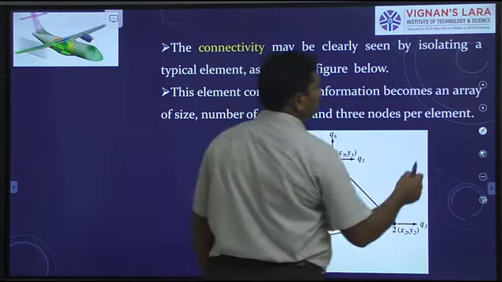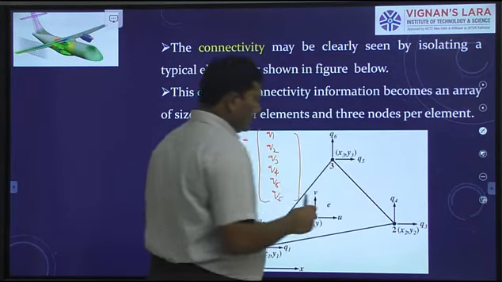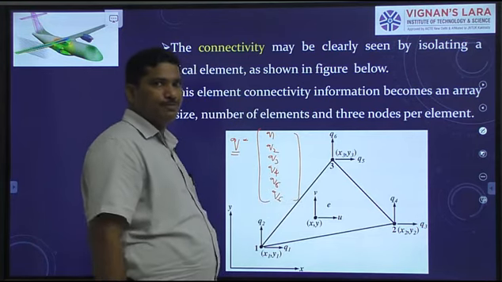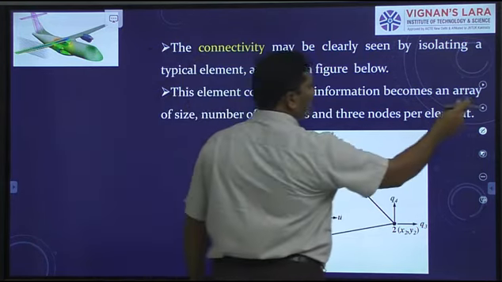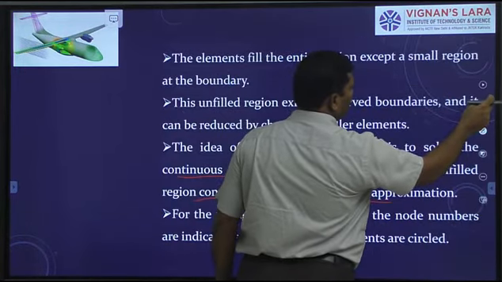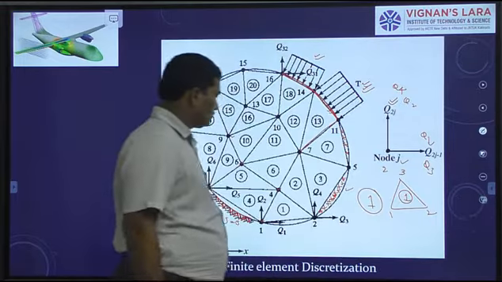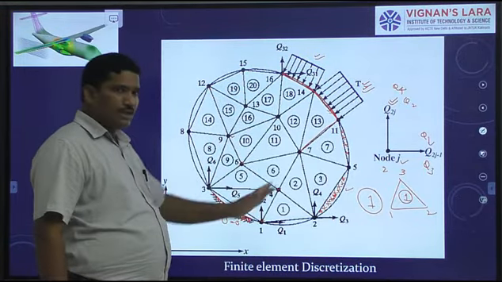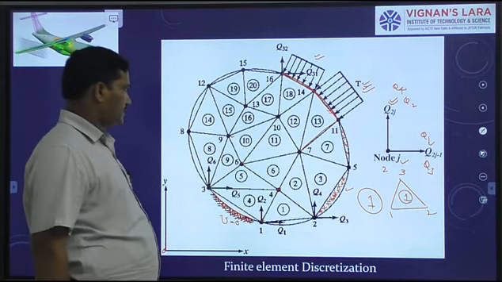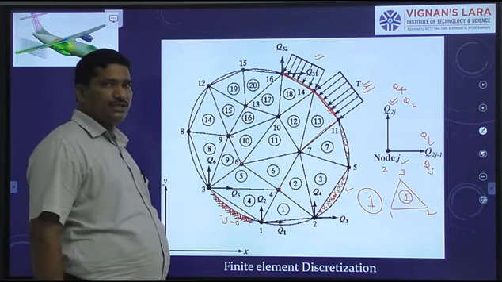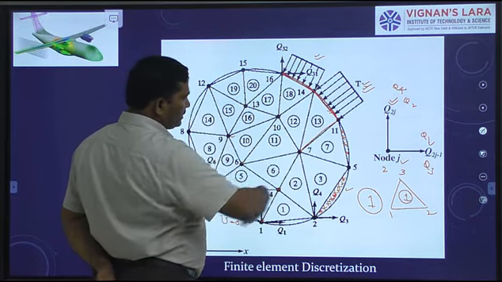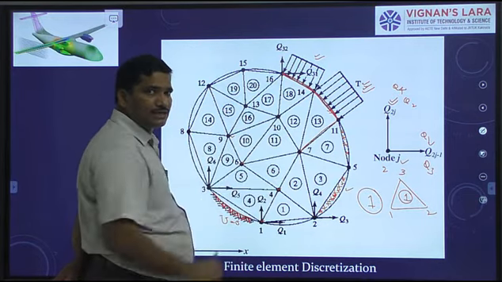Okay. Now, coming to the connectivity of the nodes with the element, that is also very, very important. That I tell you, if you go back and see the finite element modeling, right? If you see here, the entire domain is described into several subdomains. What is the subdomain here? CST element. Now, we see here the entire domain as the assemblage of CST elements.